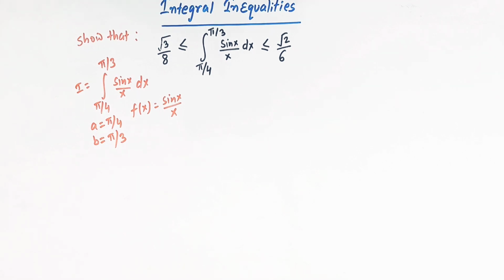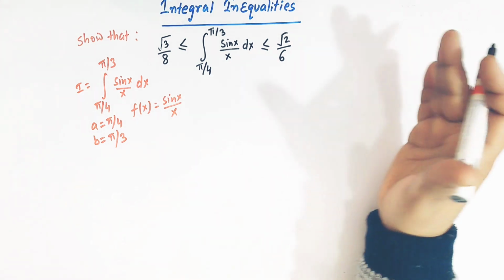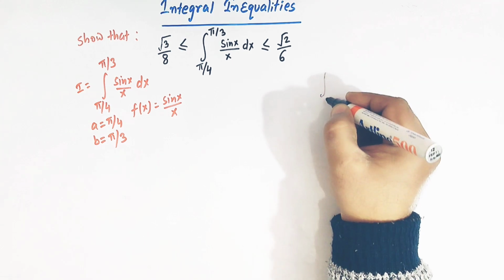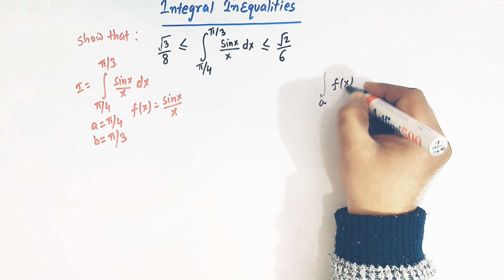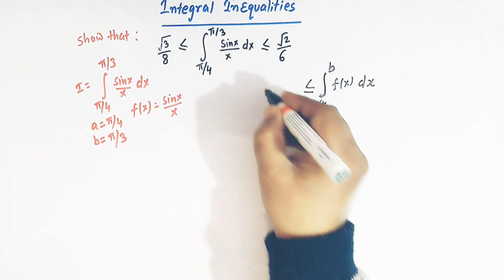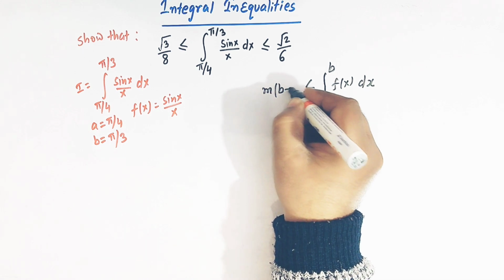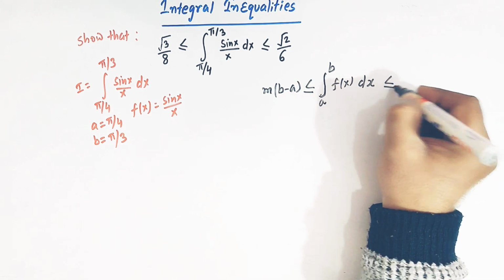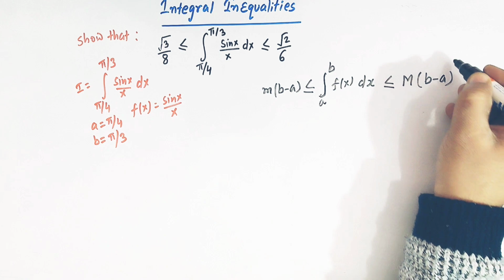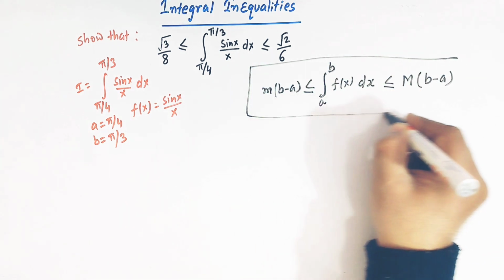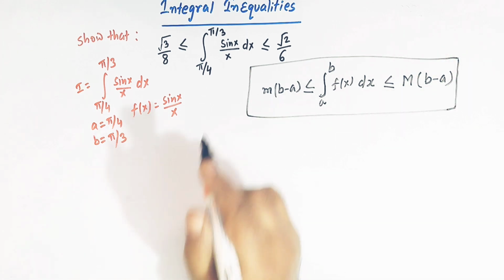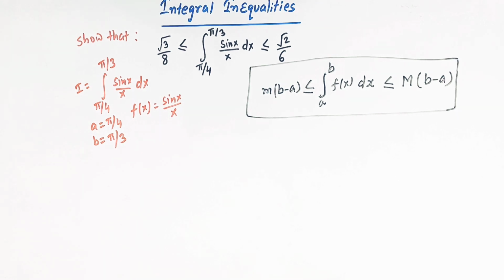So here I will make use of an important theorem from integral inequalities, and the theorem goes like this. The integral of f of x from a to b is greater than or equal to small m times b minus a, and it is less than or equal to capital M times b minus a, right? So this is a very important inequality which is used to solve a lot of these kinds of integral inequalities.